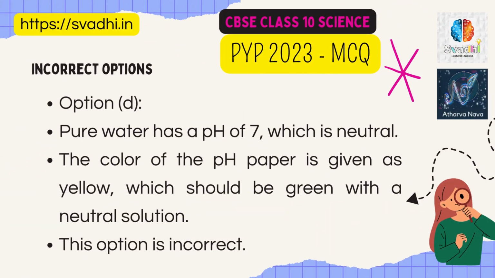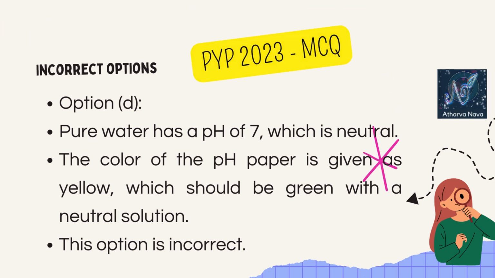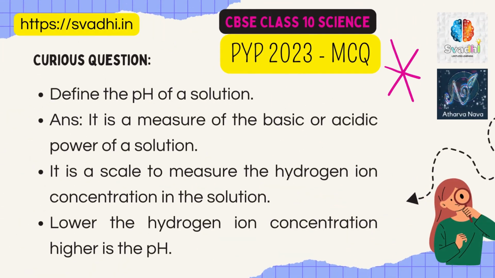Option D. Pure water has a pH of 7, which is neutral. The color of the pH paper is given as yellow, which should be green for a neutral solution. This option is incorrect.